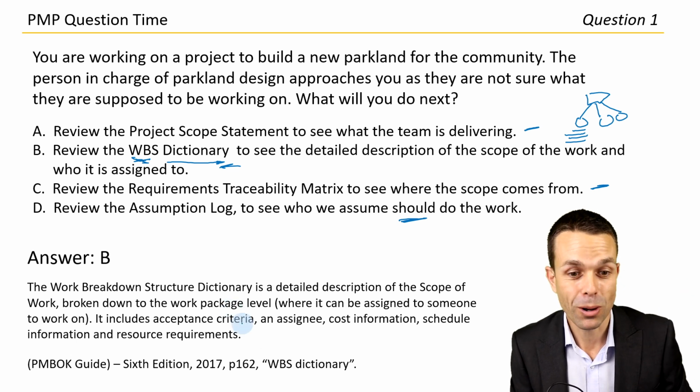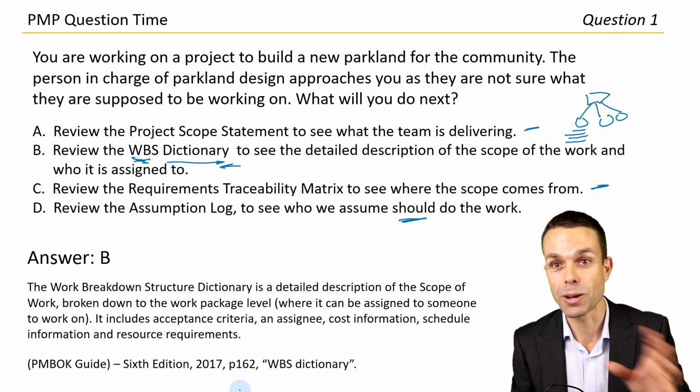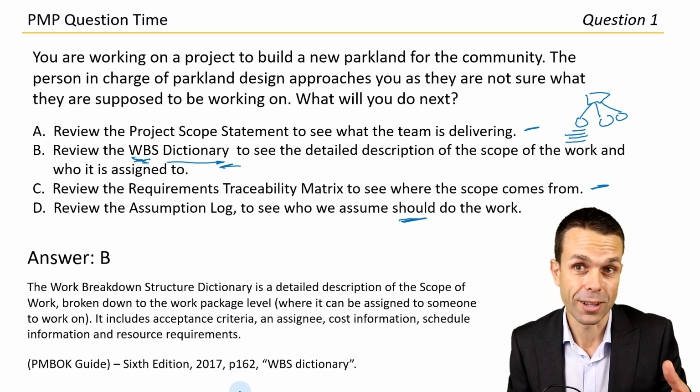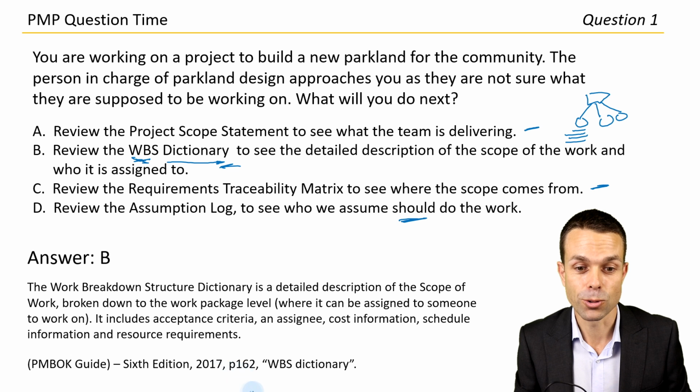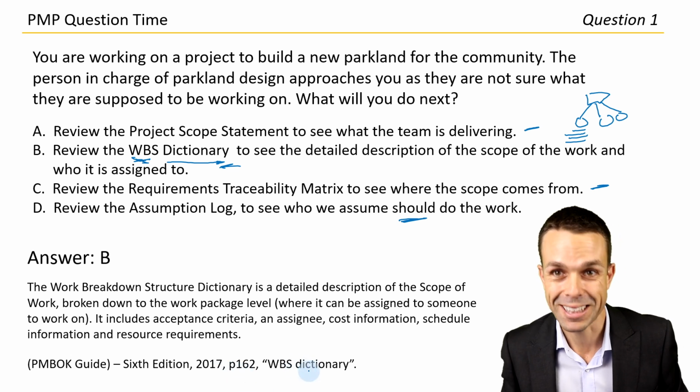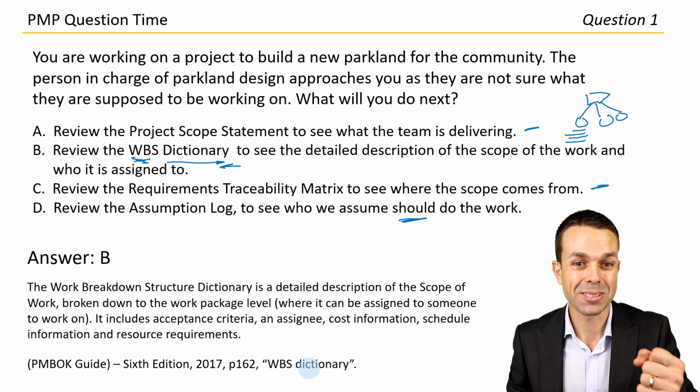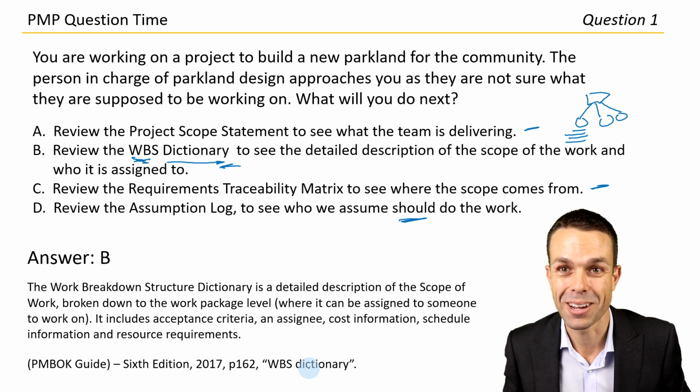And there it is in the PMBOK guide, 6th edition, which is a great waterfall guide, and also a little bit of agile in there as well. But page 162, Work Breakdown Structure Dictionary, if you want to check that out for yourself. All right, how did you guys go? I thought that was a very good one. Nice one to start off with.